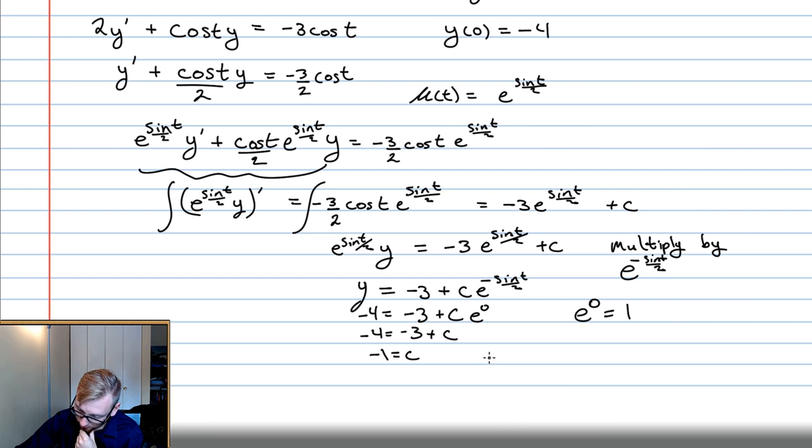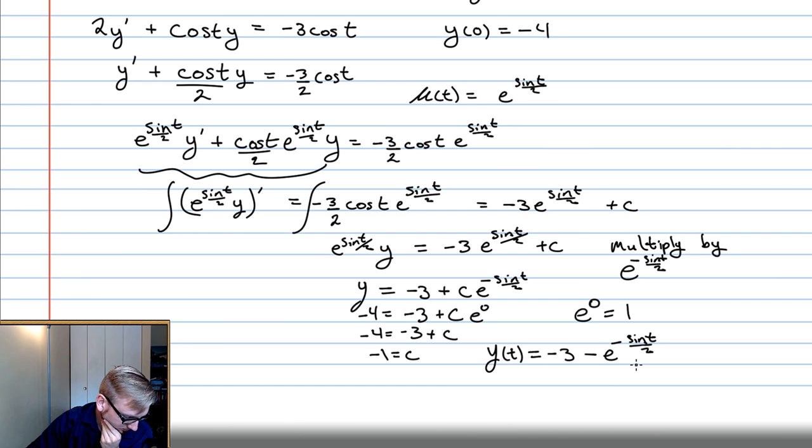So then our final solution, y of t, is equal to negative 3. Right in here. C is minus 1. Minus e, the negative sine e over 2. There we go. Not bad. Although I should write it a little bigger. All right. That was pretty good.